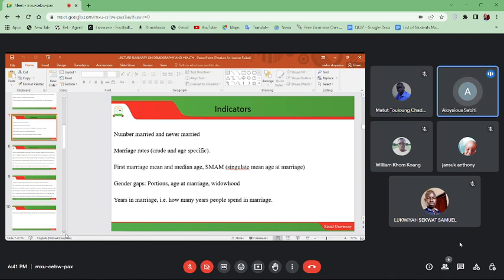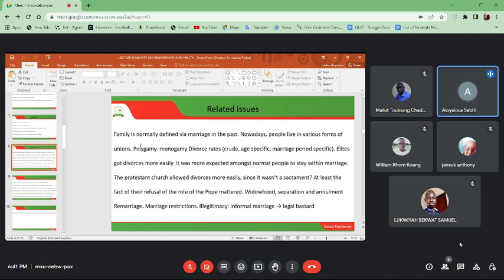You also want to look at gender gaps, proportions, age at marriage, and widowhood. You want to look at years in marriage, how many years people stay married, to understand the pattern in your community. What are the related issues? Family was normally defined via marriage in the past. However, nowadays, people live in various forms of unions.